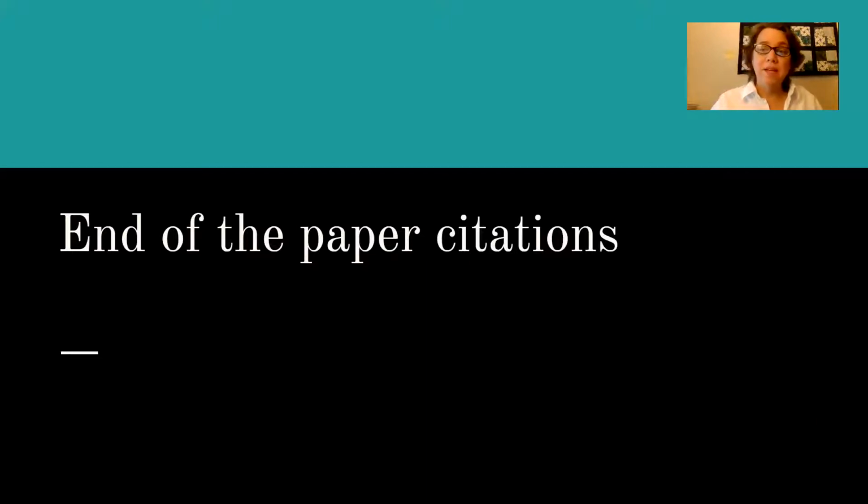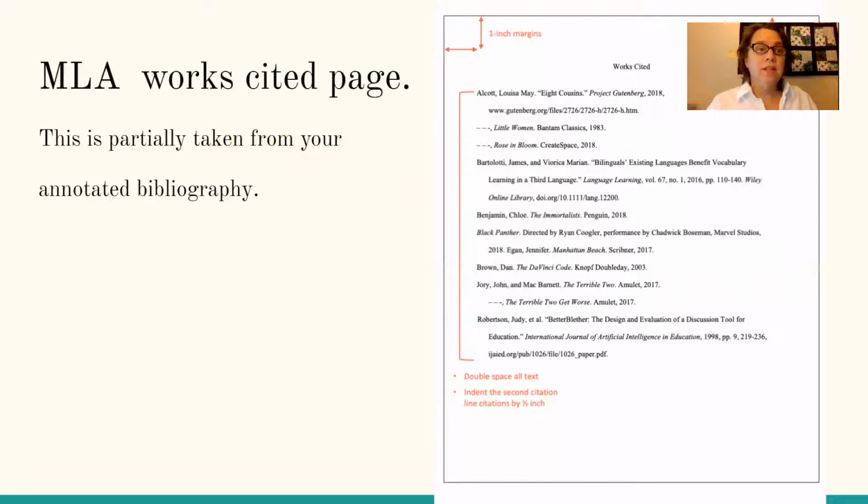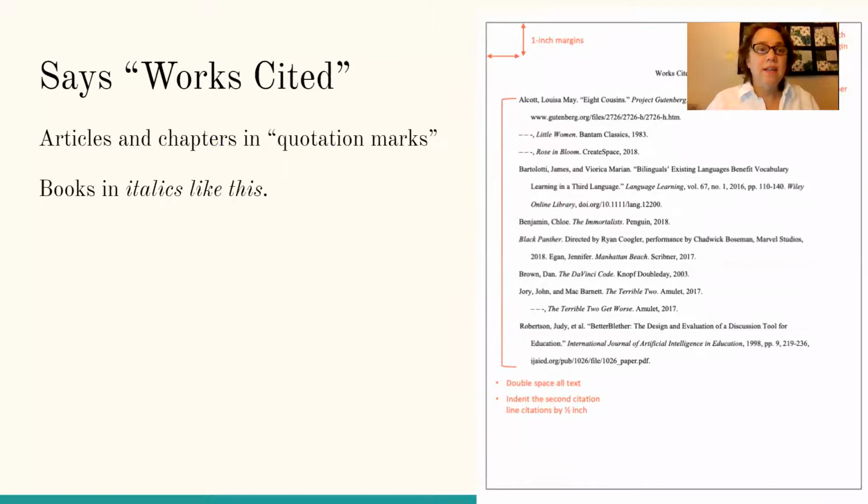Now, the end of the paper citations is a lot harder. Here's what it's going to look like. You might be able to steal most of this from your annotated bibliography that you already did. Notice the top of it says Works Cited. The articles are in quotation marks, also the names of chapters. The books should be in italics. So you see all of this here.